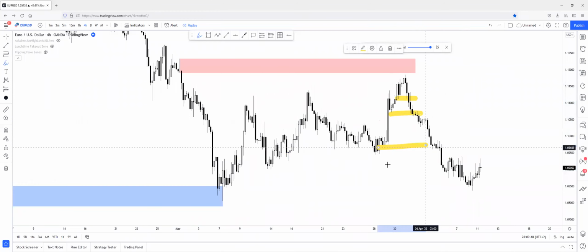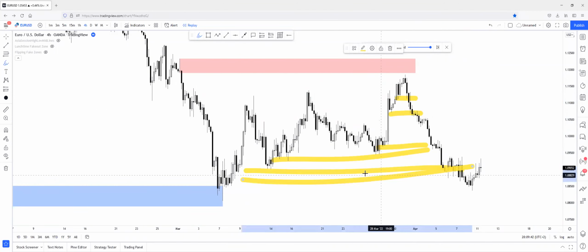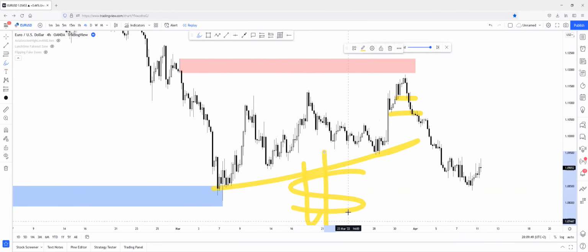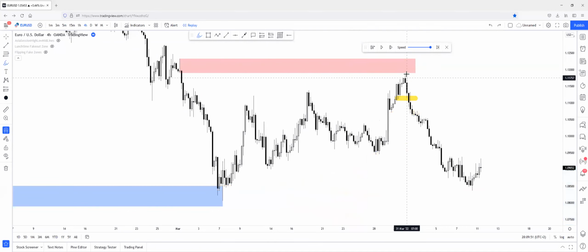Change of character, change of character, change of character. So it changed character on every place, as you can see, and swept all of the liquidity from this region, swept all of this liquidity trend line. So basically, we can count this as a mitigation of this 4-hour supply zone.